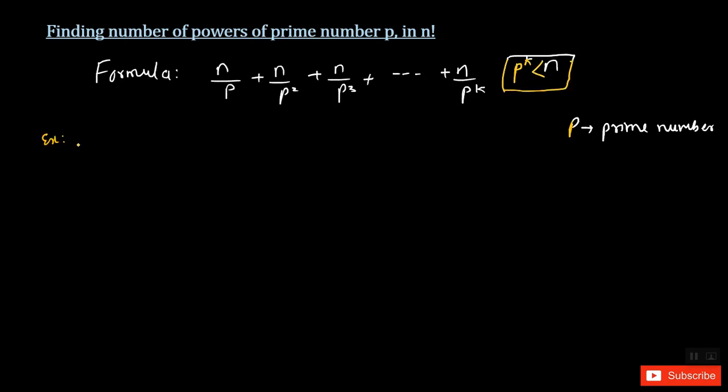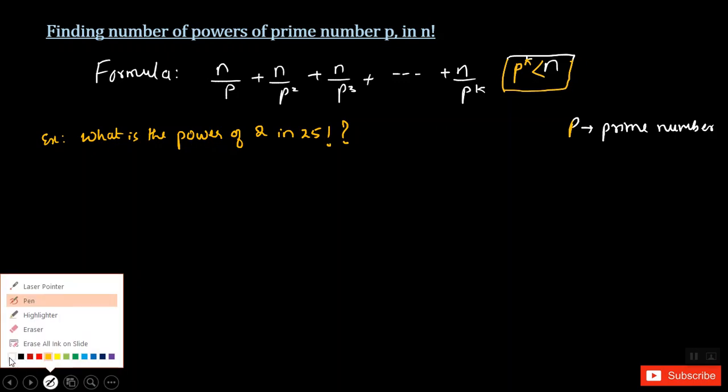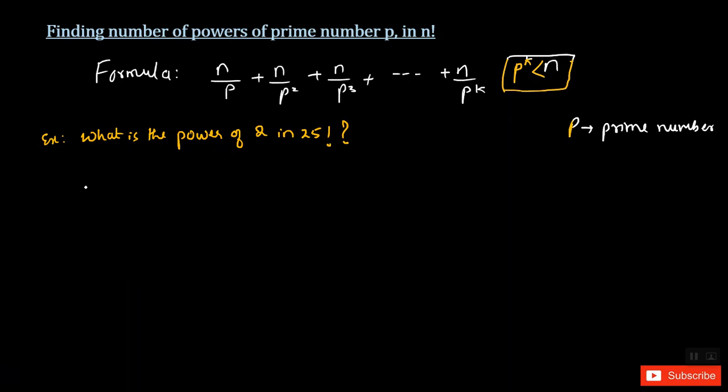Example: what is the power of 2 in 25 factorial? It means how many times the prime number 2 has appeared in that 25 factorial. To find the power of 2 in 25 factorial, this is what we do.